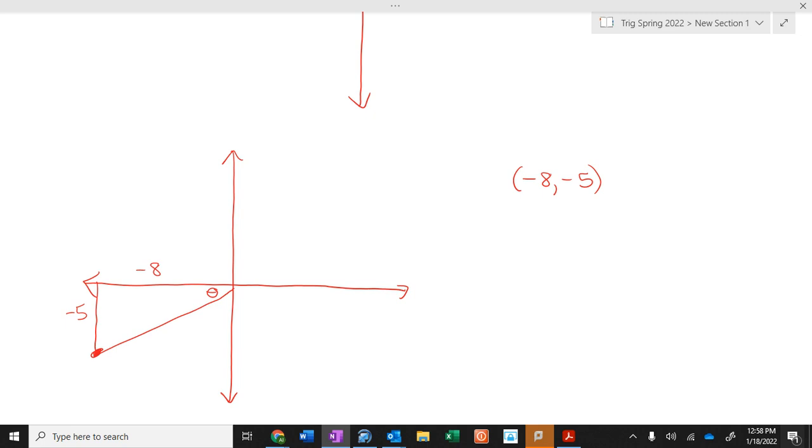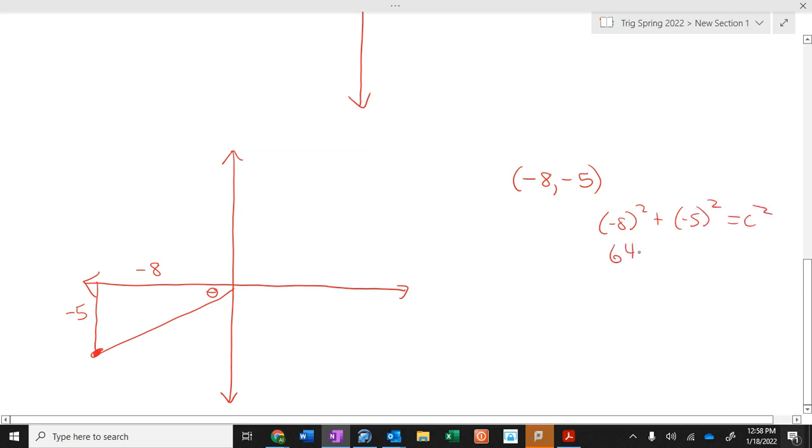Yeah, that's good. It's good nobody shouted out an answer because you shouldn't be able to shout out an answer for this unless you're like a genius. Okay? Because you have to take -8 squared plus -5 squared, which is 64 plus 25, which is 89. Does that break down at all? No. So it's just the square root of 89. Okay? So, what is the sine of my angle theta here?